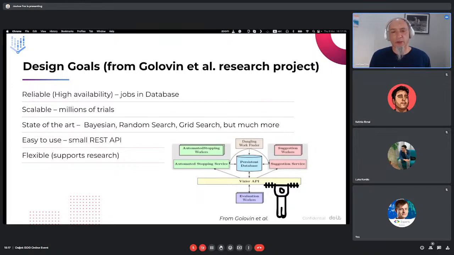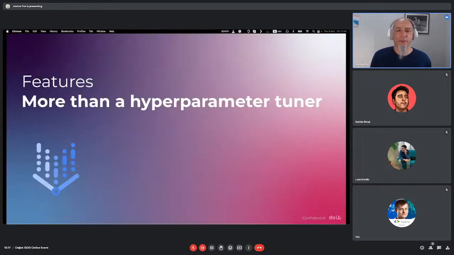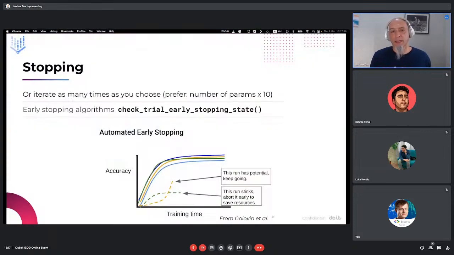It's very easy to use with a small REST API, and it's flexible. You can plug in new algorithms for research, and you can see that most clearly in the open source project, which I'll mention briefly later. It is a hyperparameter tuner. After all, the Google AI platform hyperparameter tuner is implemented on the basis of an older version of Vizier, but it's more than that. It can suggest when to stop.